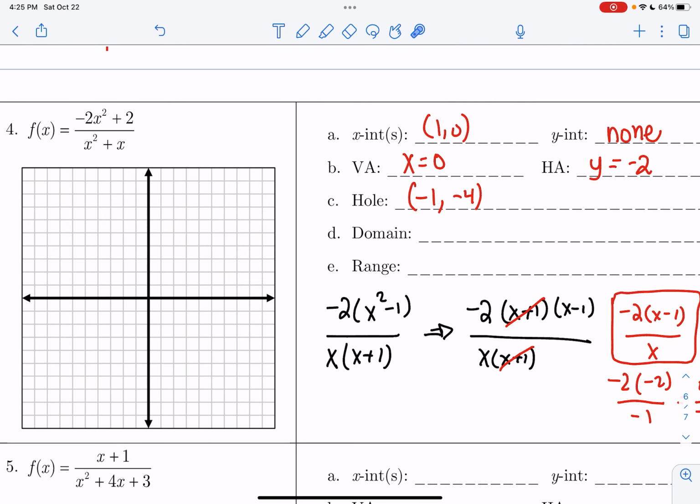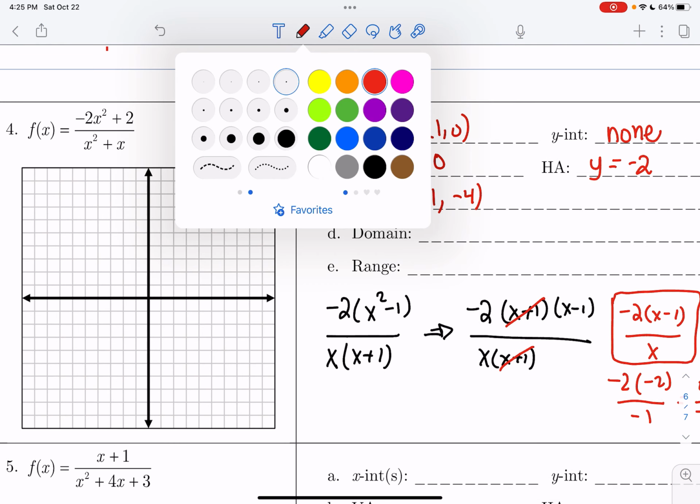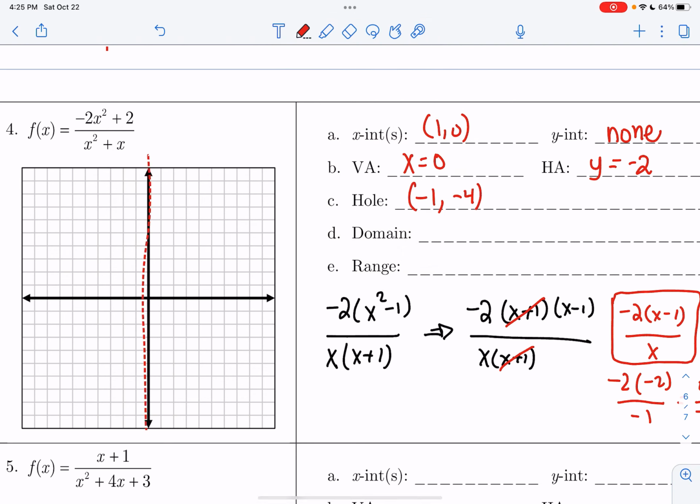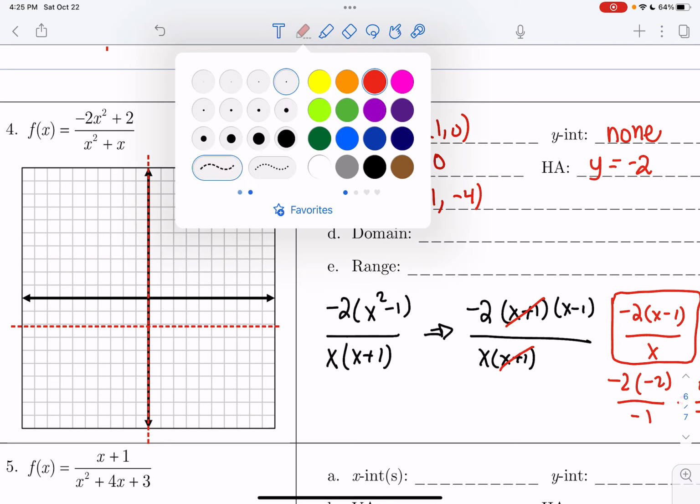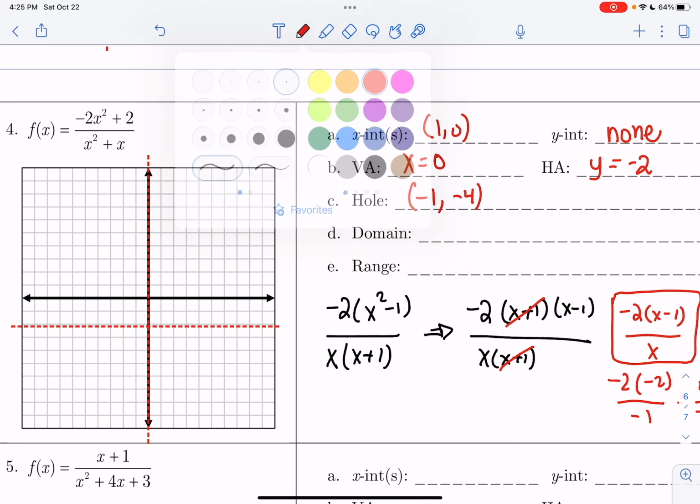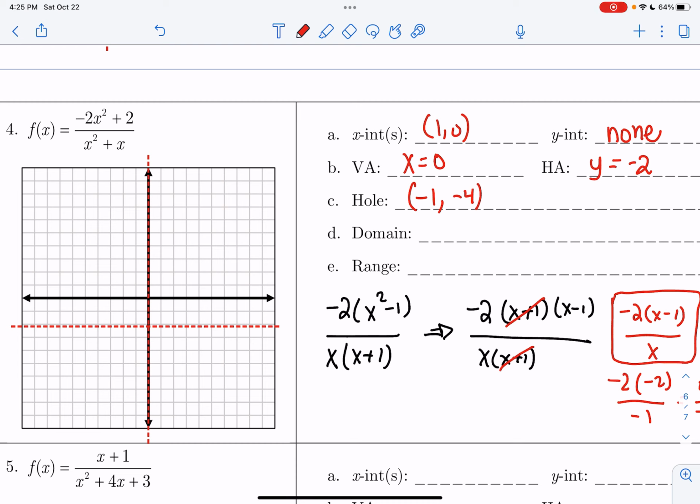Going to graph everything I know. So x equals 0 is my vertical asymptote. y equals -2 is my horizontal asymptote. My hole is at -1, -4. And then my x-intercept is at 1, 0. And what you'll notice is that you already have symmetry going on here. So if I go up 2, right 1, up 2, right 1, you get that coordinate right there.